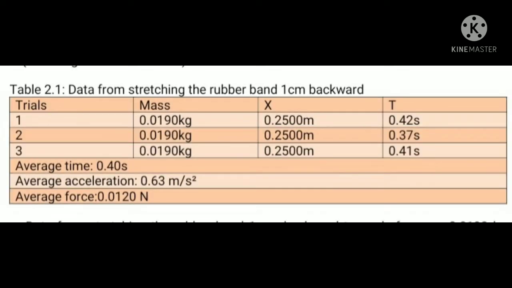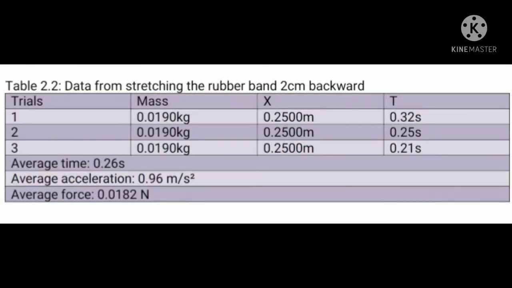Okay, so ito na yung data table 2.1 natin. Kung mapapansin nyo, iba na yung mass na ginamit natin, which is 0.0190 kg na. And then this is from stretching the rubber band 1 cm backward. So ito naman, table 2.2, that is from stretching the rubber band 2 cm backward with mass 0.0190 kg.